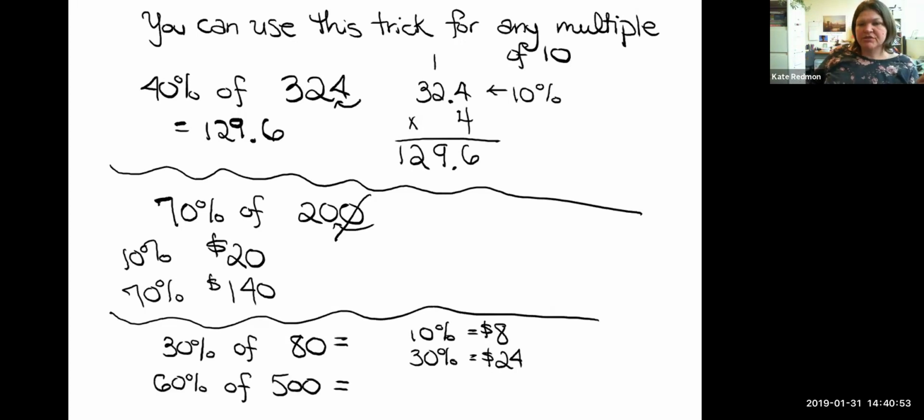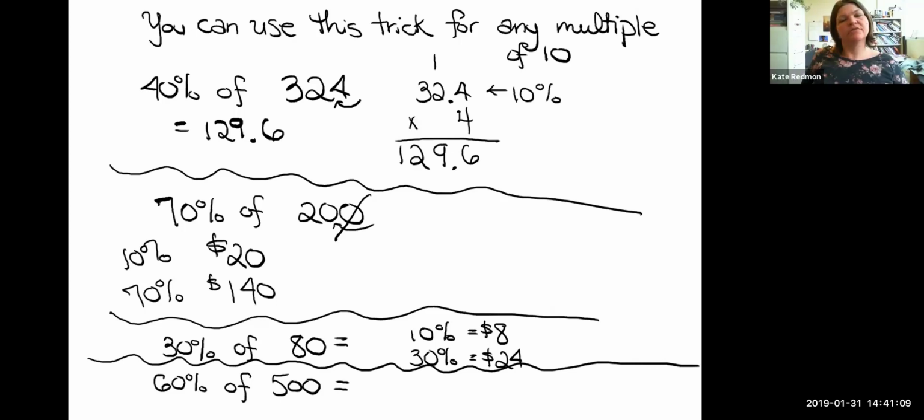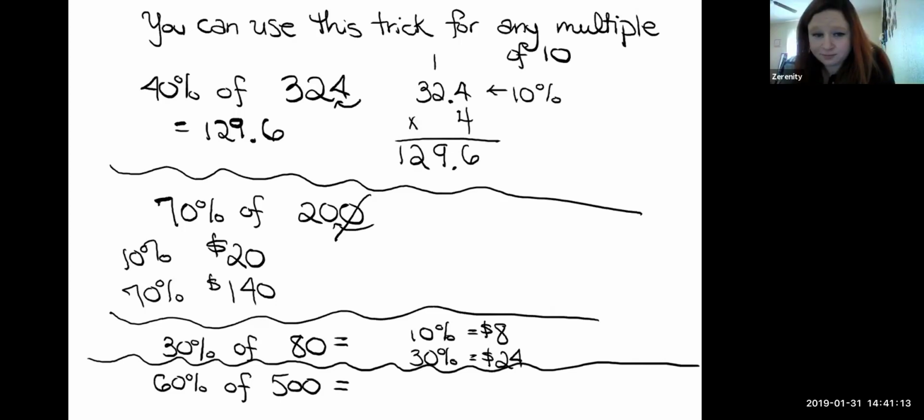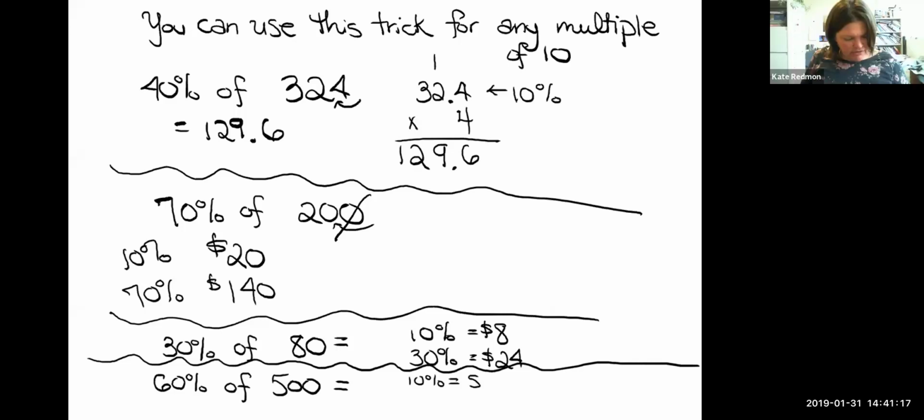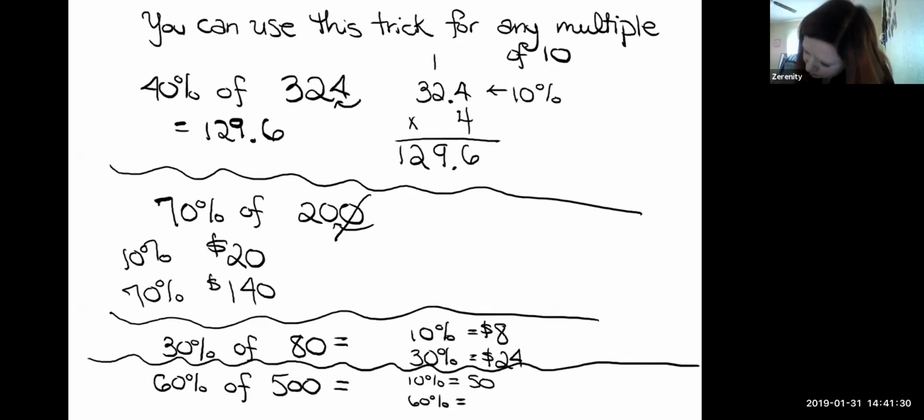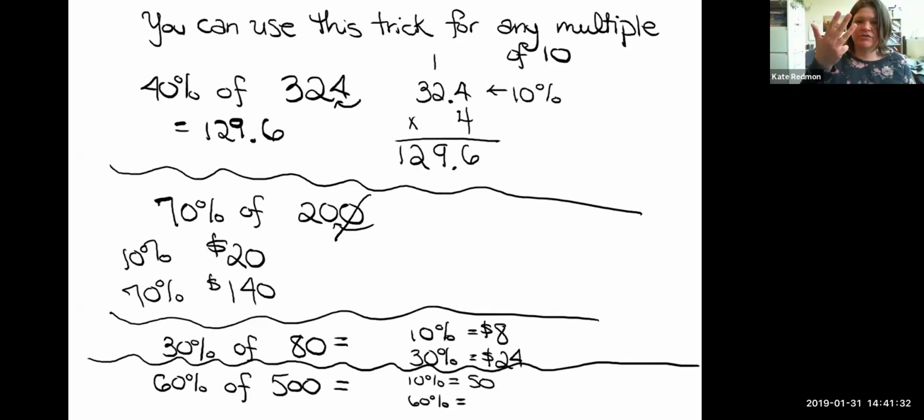Let's do 60% of 500. Help me walk through this trick. So let's start with 10%. What would 10% be? 50. 10% would be 50, but I don't have 10%. I have 60%. I have 6 of those same pieces. So if I have 6 50s, that's how much? 300. Yeah, 300. 50, 100, 150, 200, 250, 300. Absolutely. $300. Well, that's nice.